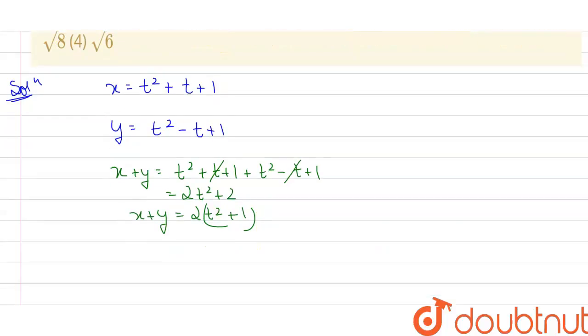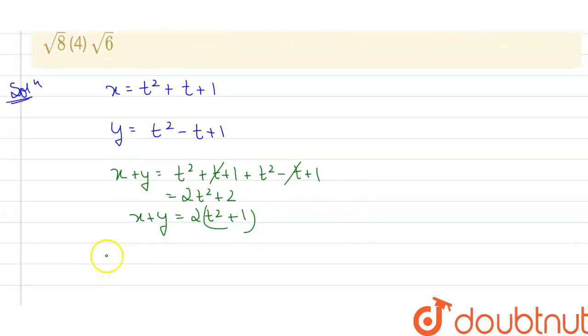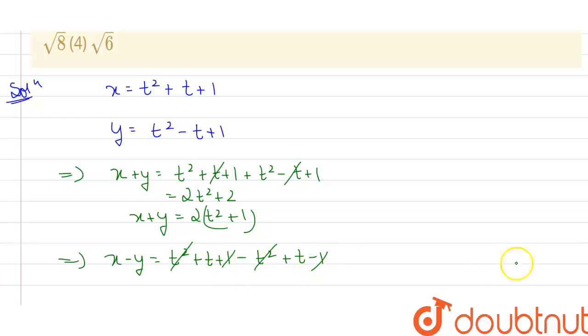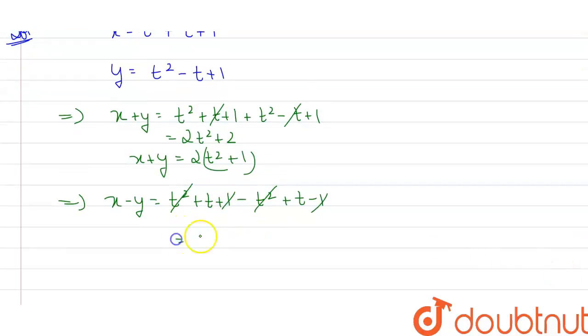Similarly, now if I have to find the value of x - y, it will be t² + t + 1 minus (t² - t + 1), putting the negative sign before y. The t² cancels out, 1 cancels out, only t is left, or we can say 2t. So my x - y value is basically 2t.